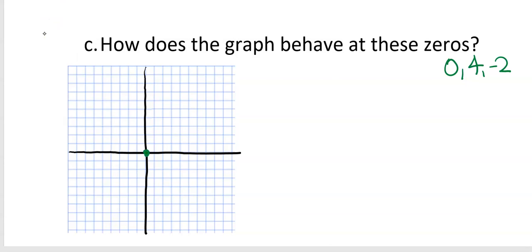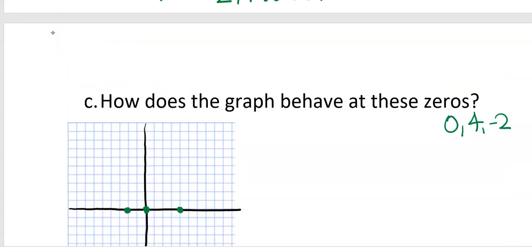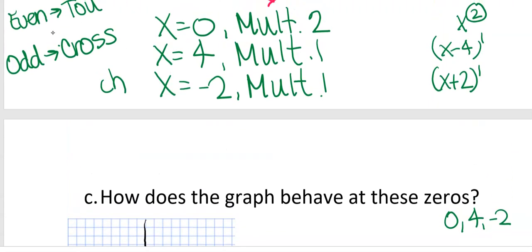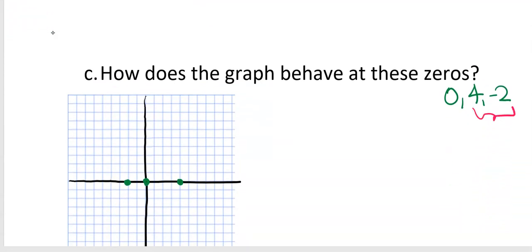So 0, -2, 4. Okay, so there's my zeros. I'm going to do the multiplicity first. So we decided that it's going to touch at 0 because it's even. It's going to cross at 4, and it's going to cross at -2. Okay, so we'll have those taken care of.